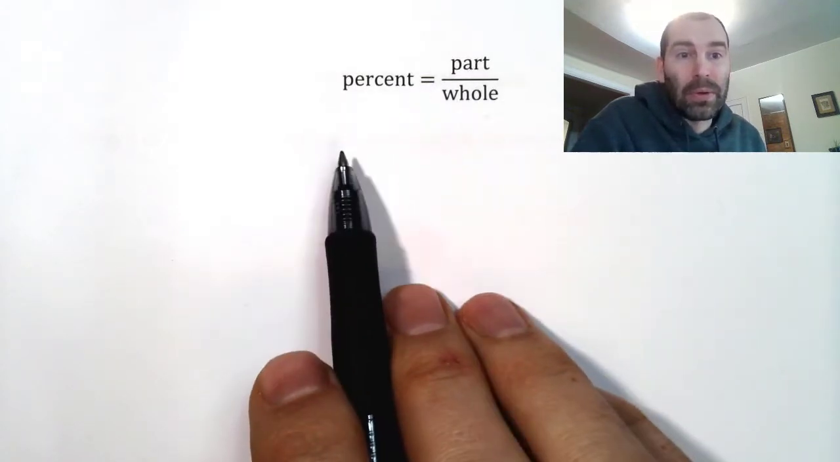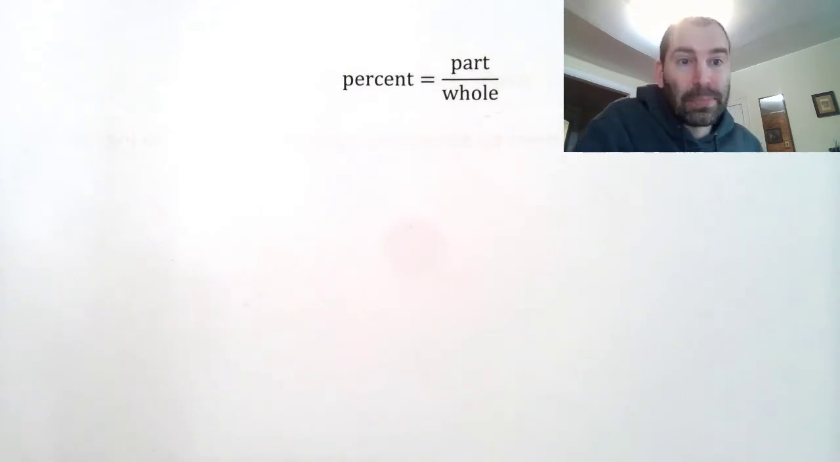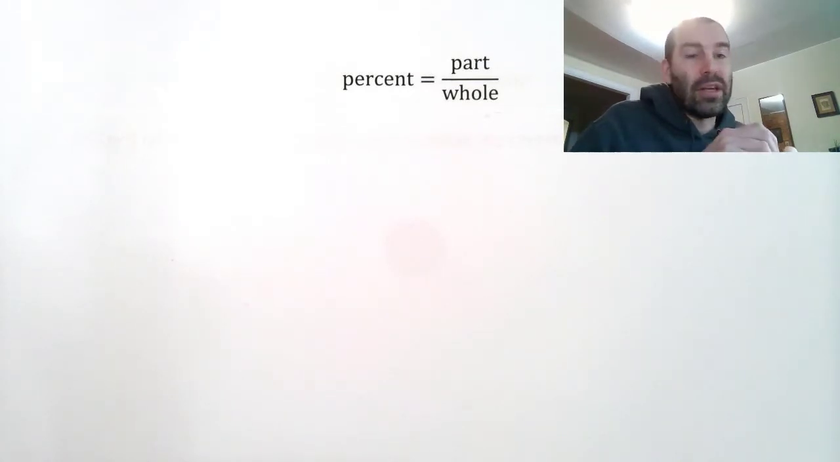All right, so you might be computing the percentage of gas left in your gas tank. So it's the amount of gas divided by the volume of the gas tank, how much possible gas there could have been in there. You might be looking at, in a gumball machine, the percent of gumballs that are blue. So you take the number of blue gumballs and divide by the total number of gumballs. That gives you a percent.